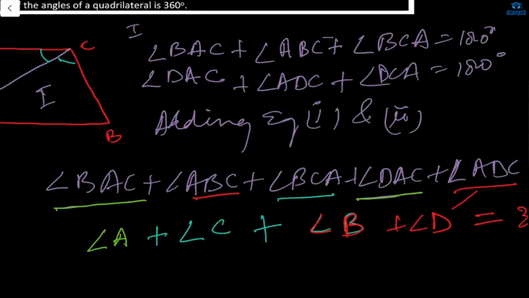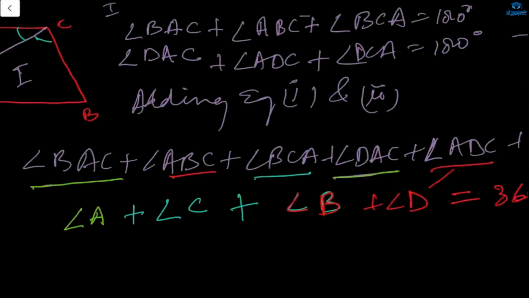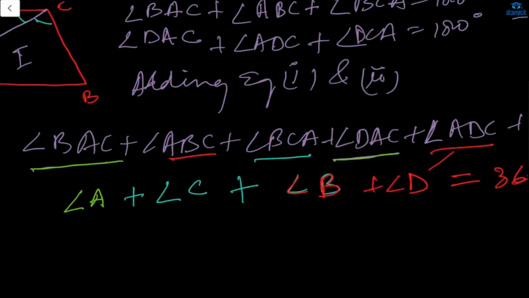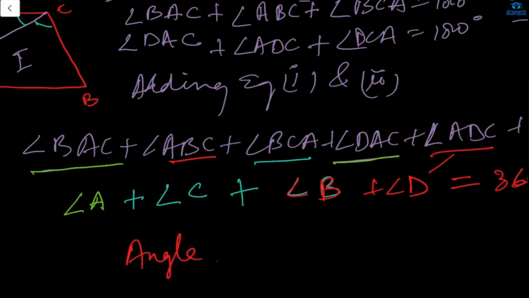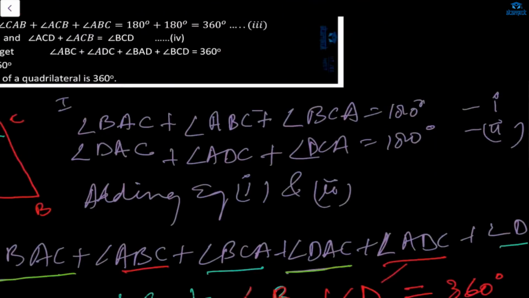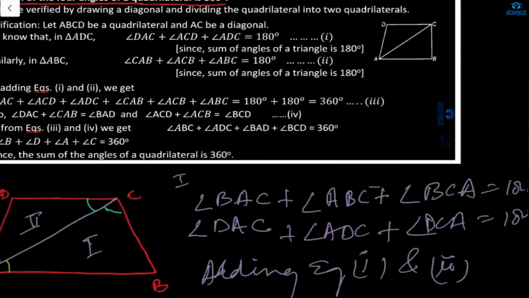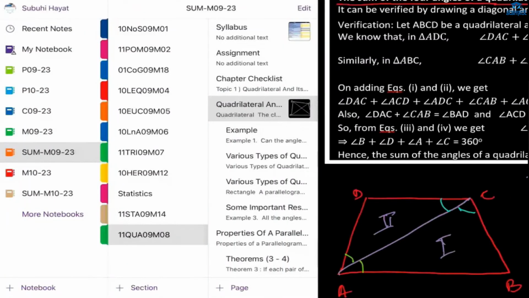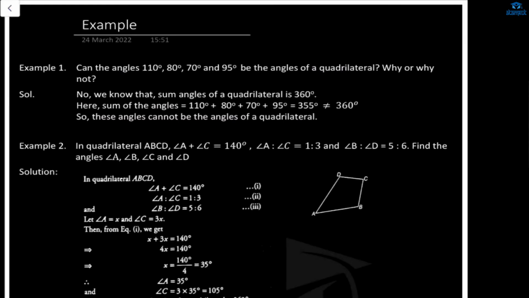Any doubt here? So from here we have seen the angles. Now this is called what? Angle sum property. So from this we know that the sum of the angles of the quadrilateral will give us 360 degree. Now let's do a quick example on this.